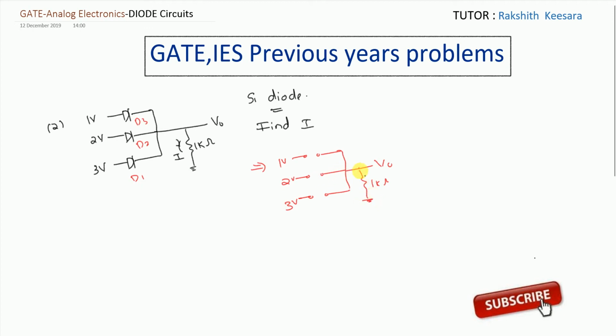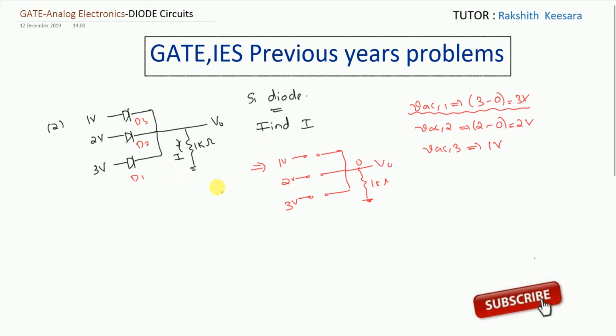Since there is no current flowing through this, the voltage is 0. Now VAC across D1 is 3 minus 0, that is 3 volt. VAC across diode 2 is 2 minus 0, that is 2 volt. Similarly, VAC across diode 3 is 1 volt. What I said: the diode which is having the more VAC will turn on first.